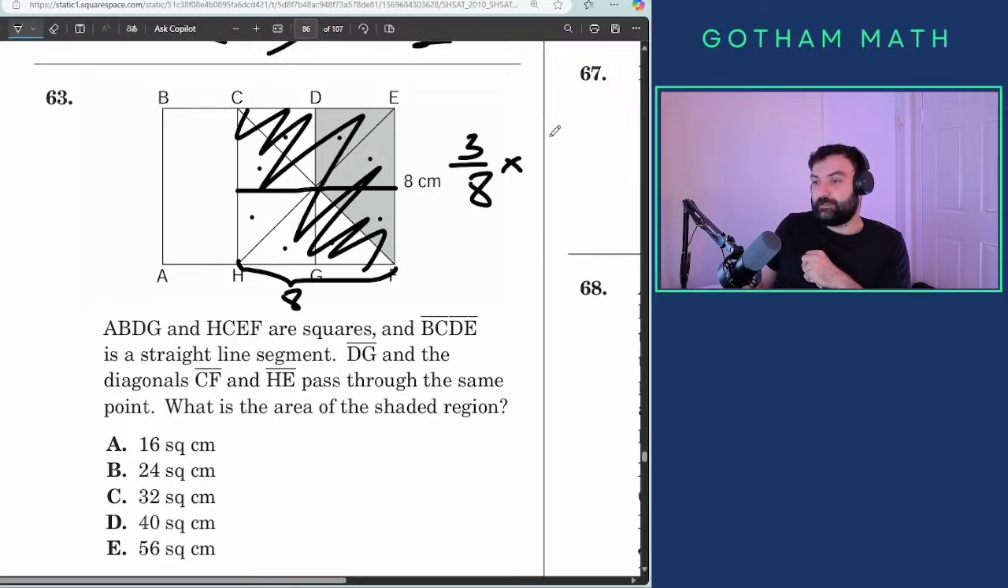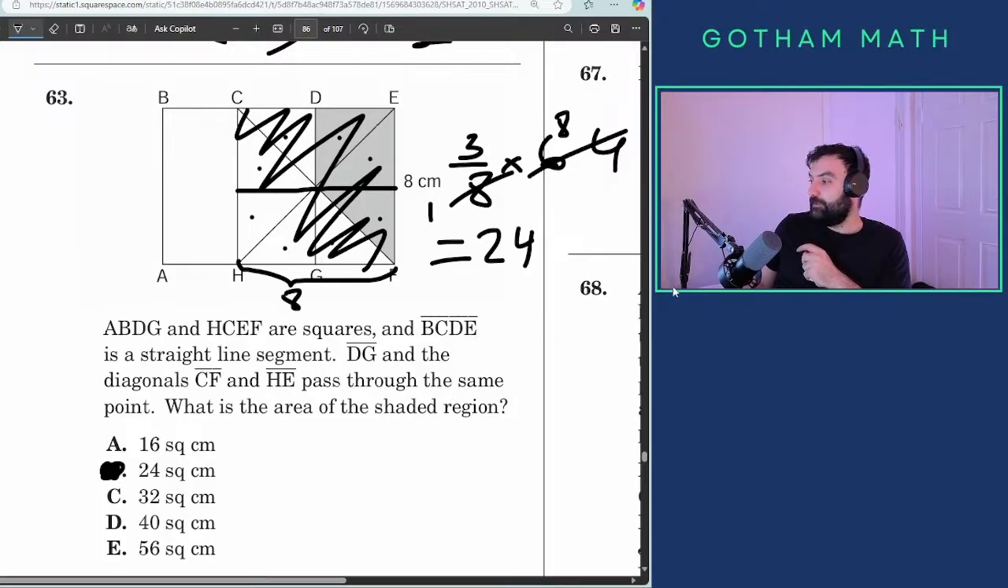It's 8 by 8, so times 64, and the 8 can be reduced, becoming 1 and 8. And now 3 times 8 is 24. This is it. That's why the answer is B.